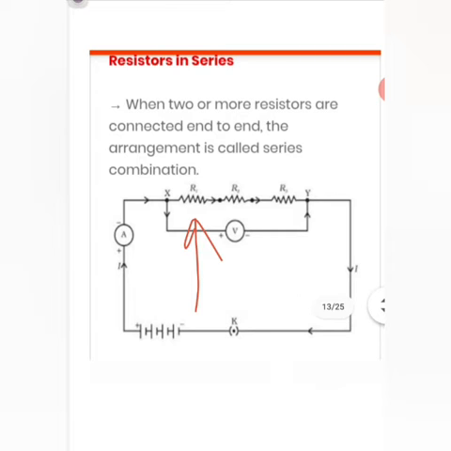And I have told in the previous video that for finding current, a galvanometer must be arranged in series, and that's why an ammeter also is arranged in series, while a voltmeter is always arranged in parallel. It is parallel.